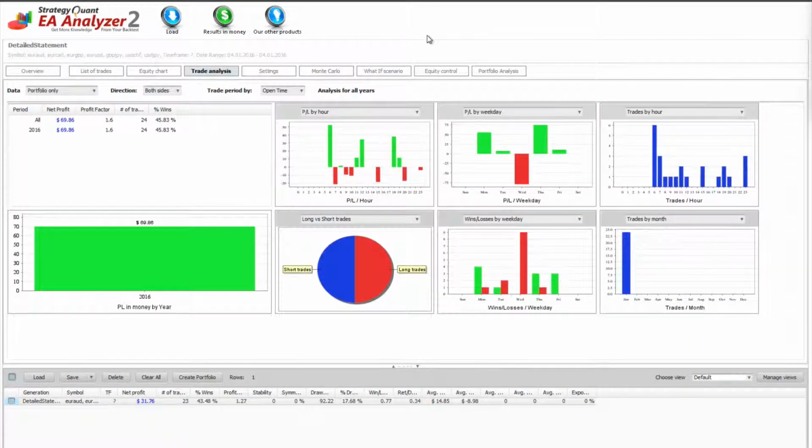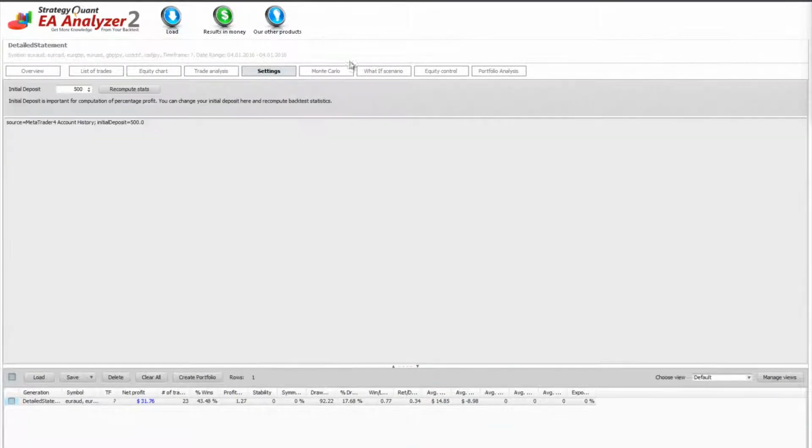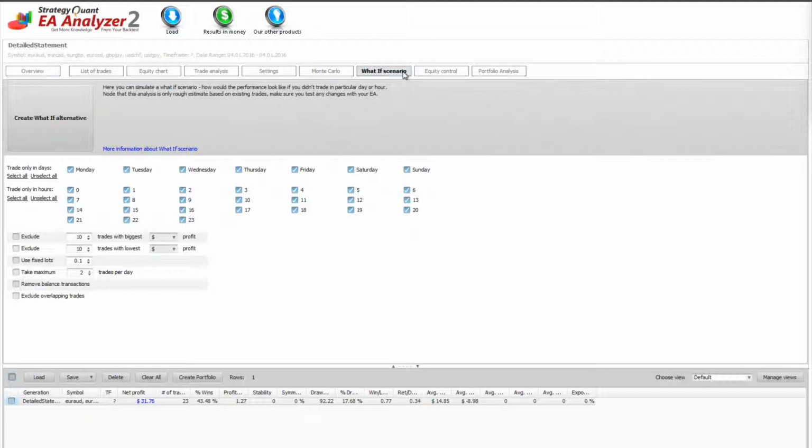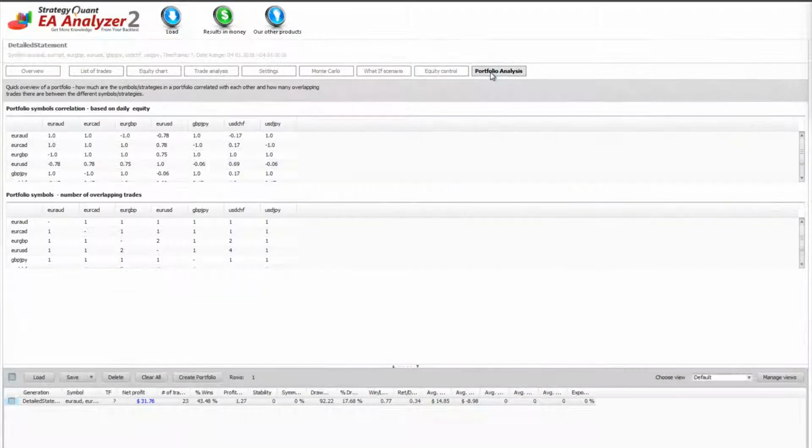Here we can see more breakdown of the trades, profit and losses on weekday, trades by hour, short and long trades, wins, losses, and trades by month. So quite useful columns and charts will be visible here. Then here is Monte Carlo analysis, which is more or less same as the equity chart. There is some other features here as well, equity control, portfolio analysis. Here you can see what pairs we have traded. So I think this is quite useful software.